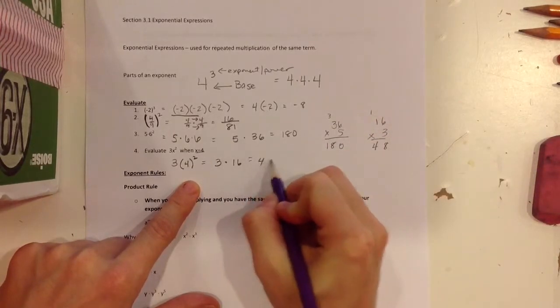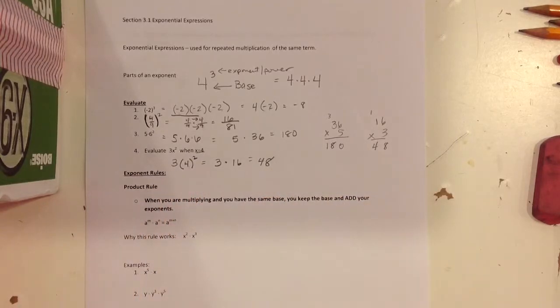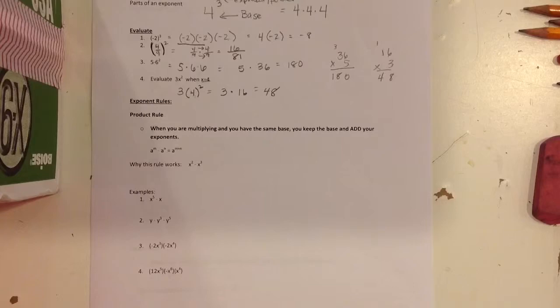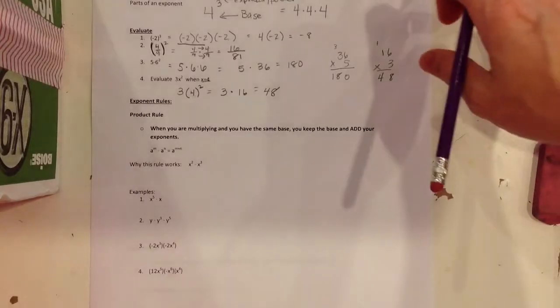So I have 48. So these are just reminding you how we use exponents, what we do when we have an exponent, what it means to have an exponent. So now we're going to get into our first rule. And our first rule is the product rule.